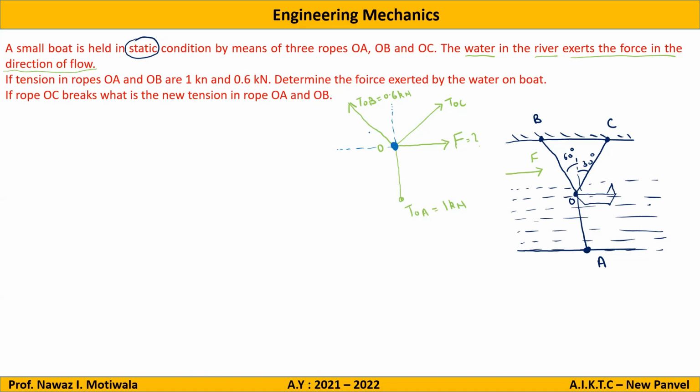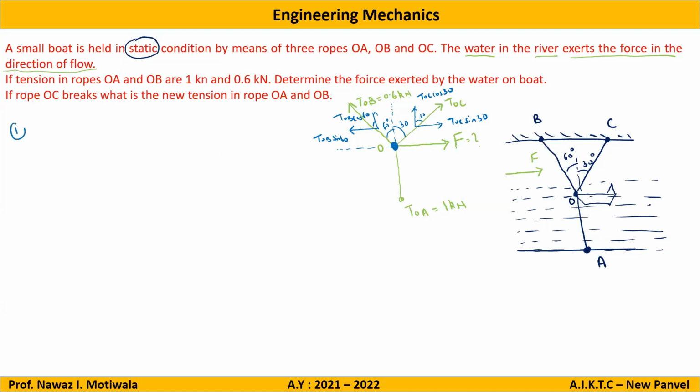So what we do, let us say this angle is 60 degrees and this angle is 30 degrees. So what we do is resolution of forces. Did the childhood memories come back? Yes, sir. So this is 30, so this will be TOC cos 30 and this will be TOC sin 30. Similarly, if I resolve it here, this angle is 60, so this will be TOB sin 60 and this will be TOB cos 60.